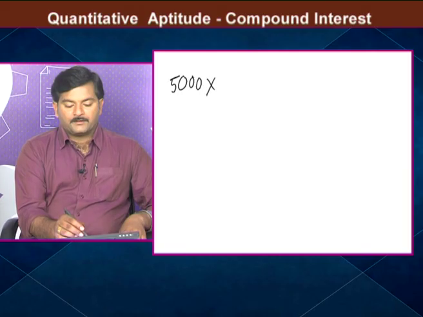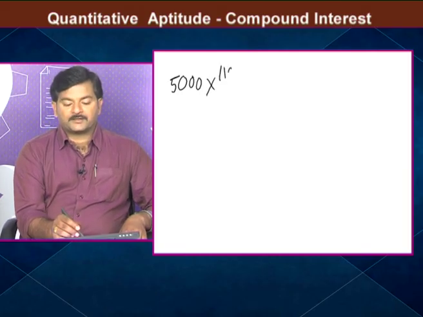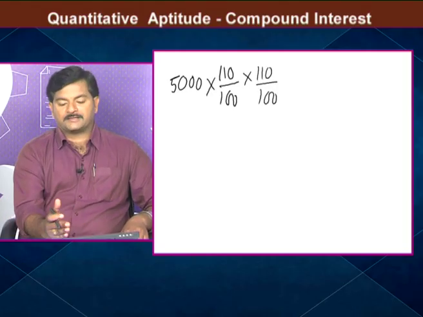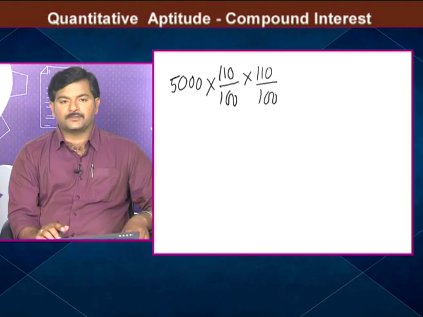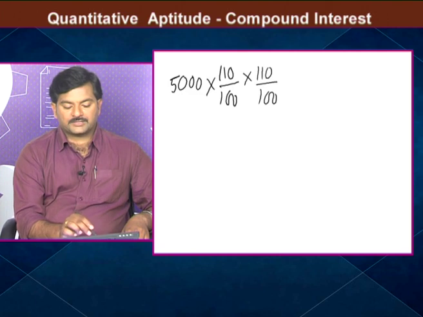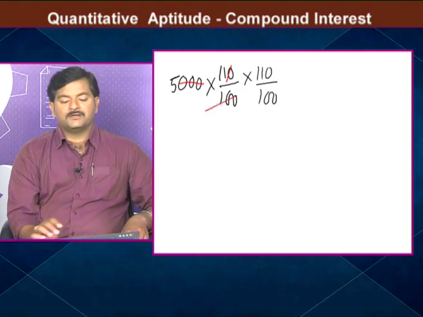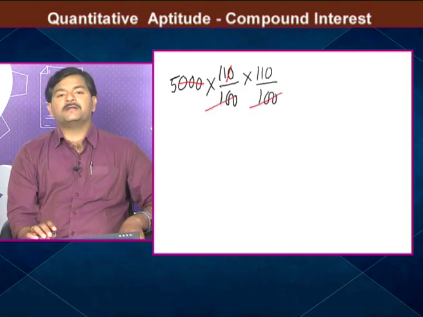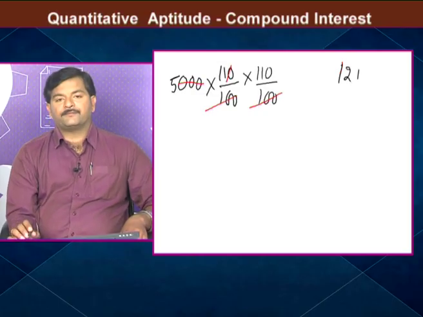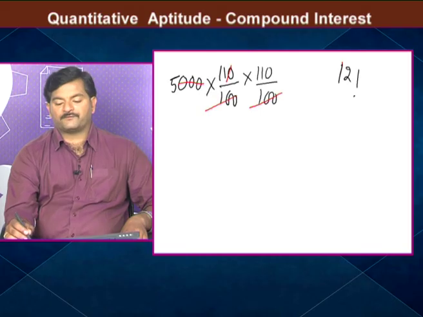So 110 percent can be written as 110 by 100 into 110 by 100. This is for the first year and this is for the second year. I hope you understood. Now simplification. If you simplify this, 3 zeros and this 1 zero, for the 4 zeros, these 4 zeros are cancelled, right? So 11 elevens are 121. This 121 you have to multiply with 5.